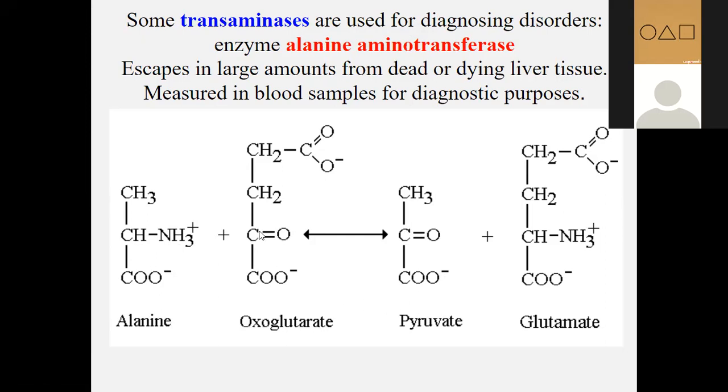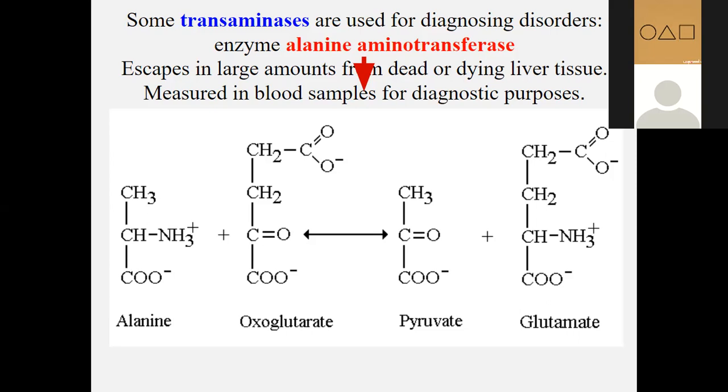And then your oxoglutarate will become glutamate. So this carbon, the C double bond O, will have NH3 and hydrogen. Okay? So it becomes glutamate. Now, the enzyme used there is transaminase. And this is used for diagnosing disorders.